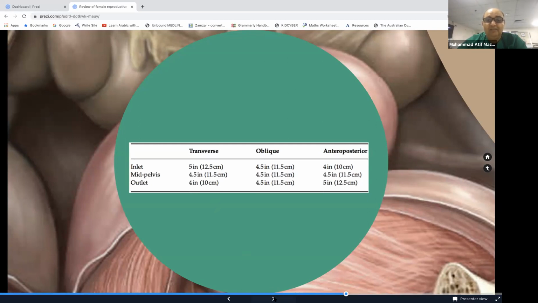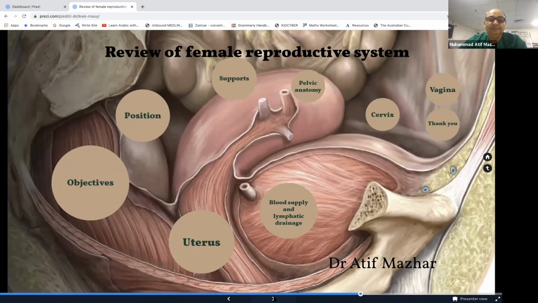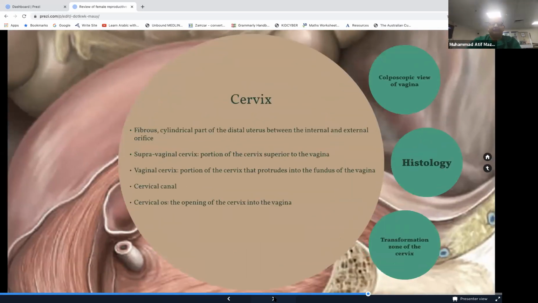Are we clear about that? So after this, now let's talk about the cervix. We all know this is the lowermost dependent part of a female genital tract. The cervix is a fibrous cylindrical part of the distal uterus, and to one end we have the external os and to the other end we have the internal os. So there are two openings.